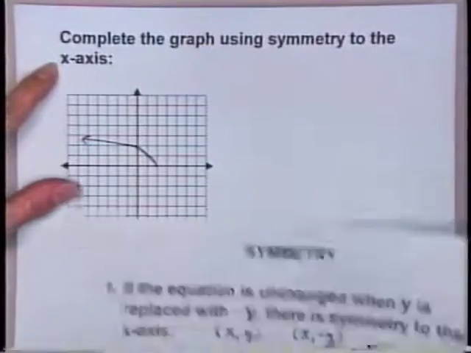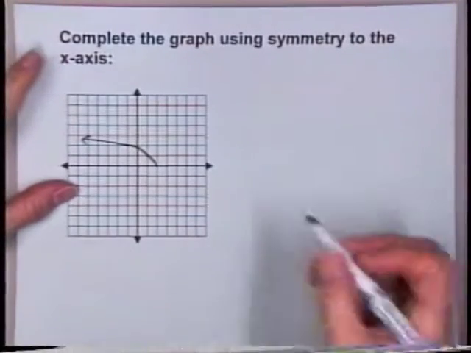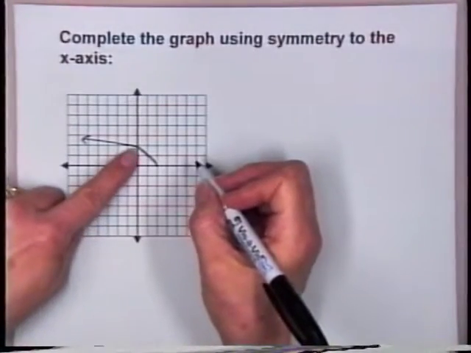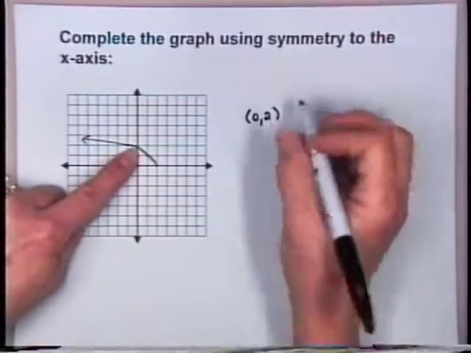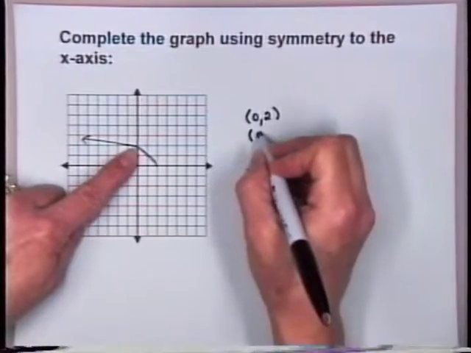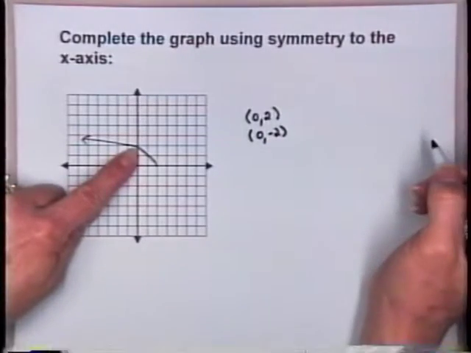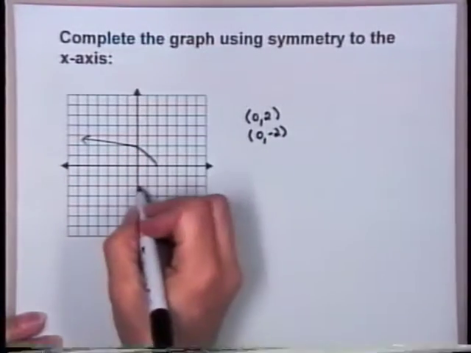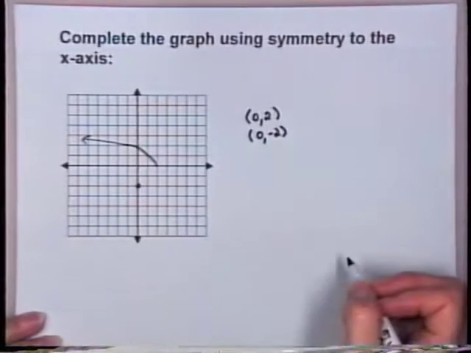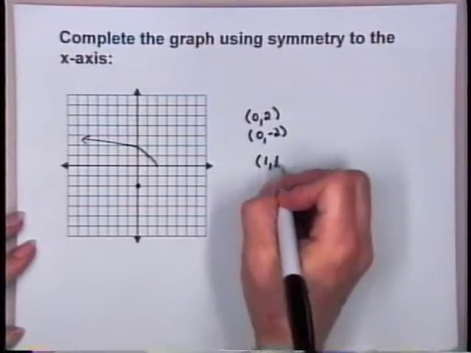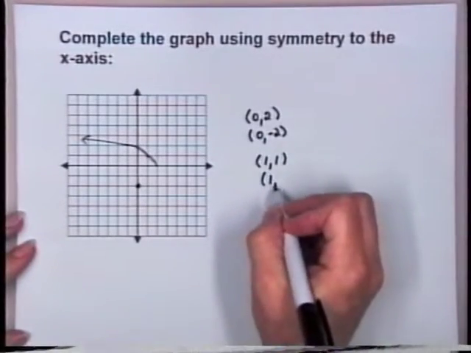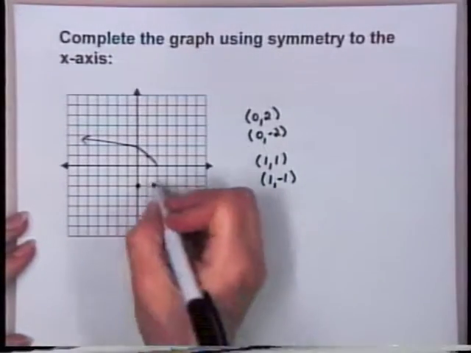Okay, so how are we going to complete this graph? Well, let's look at this. This point right here has coordinates 0, 2. If we're changing y to negative y, then the point 0, negative 2 would also have to be on that graph. So I'm going to put a point right here. Okay? It looks like the graph also goes through 1, 1. If I'm changing y to negative y, then that would be 1, negative 1, wouldn't it?